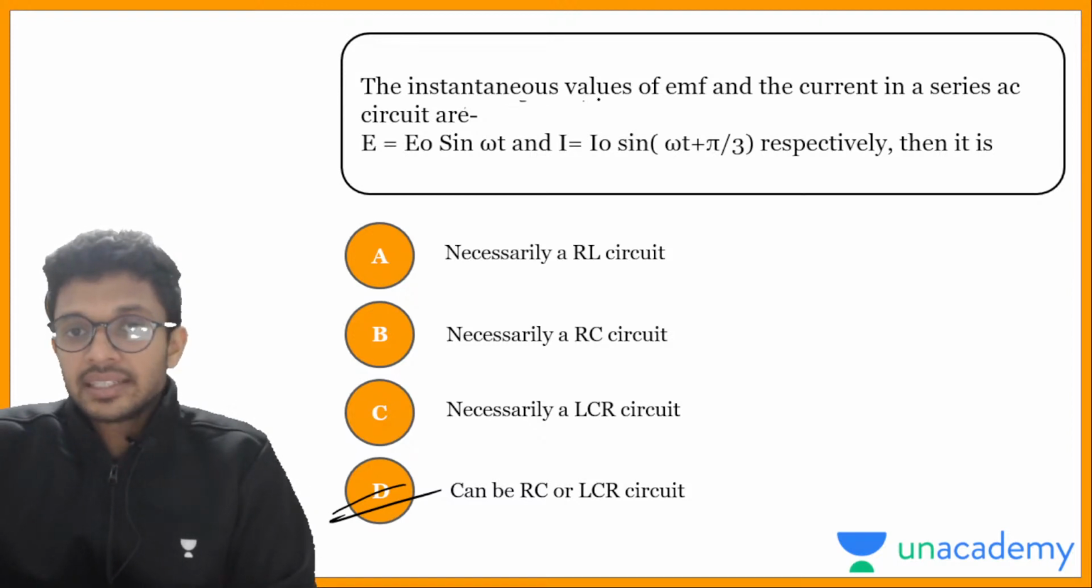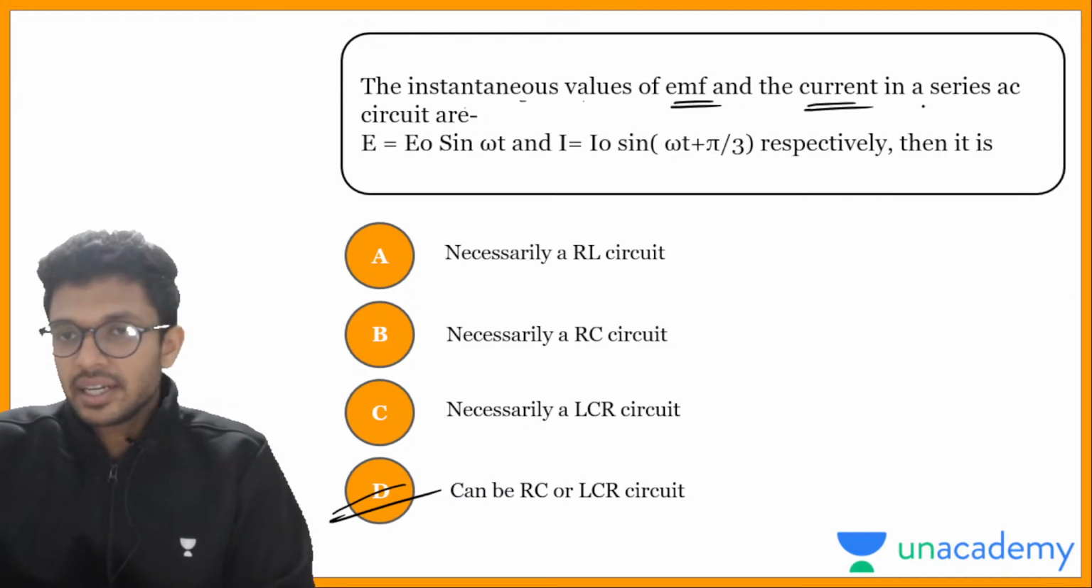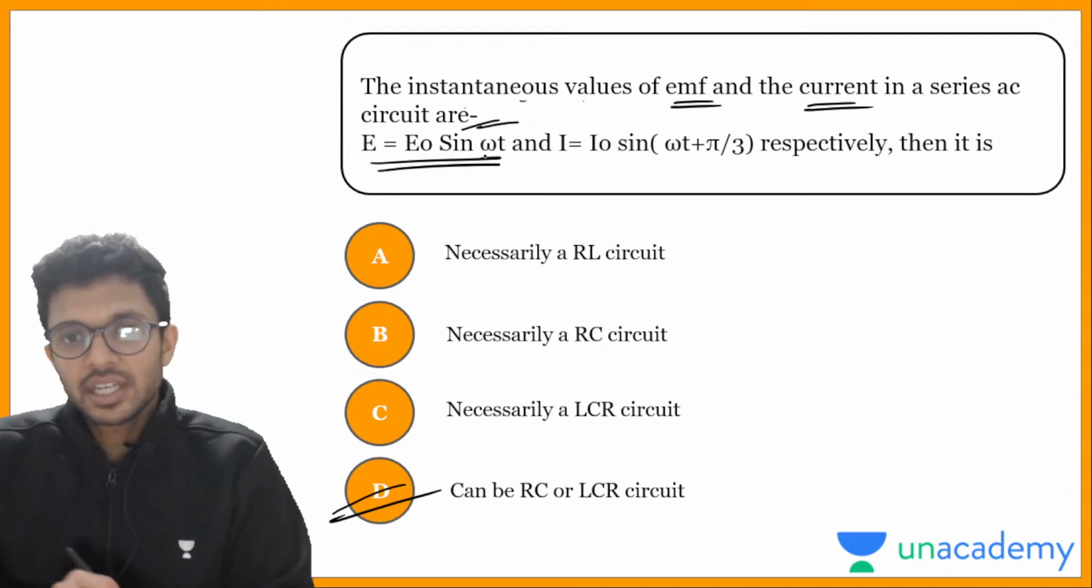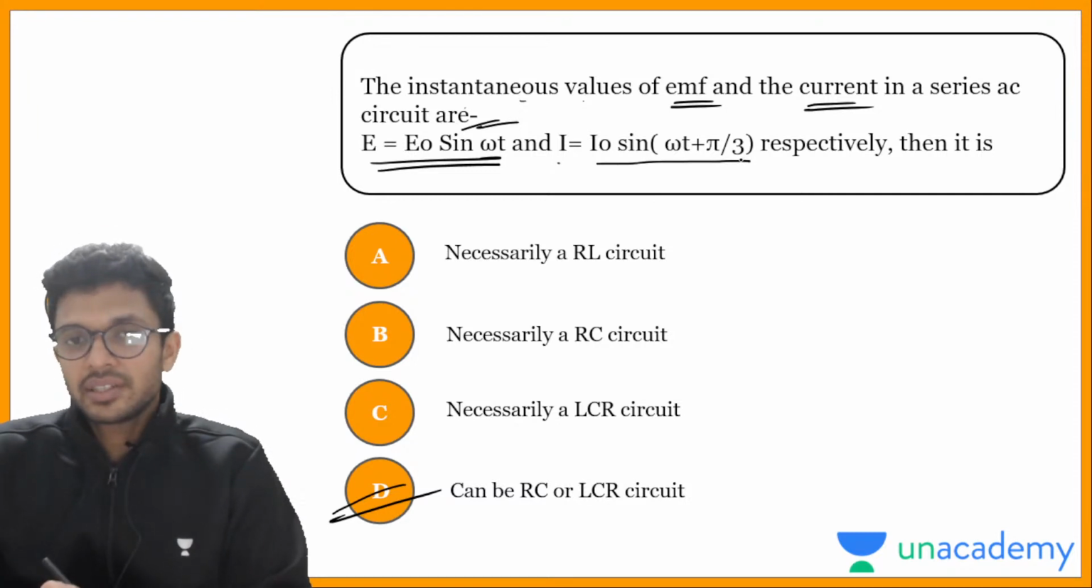Reading the question. Instantaneous values of EMF and current in a series AC circuit are given. EMF is E naught sin omega t. Current is I naught sin (omega t plus pi by 3).